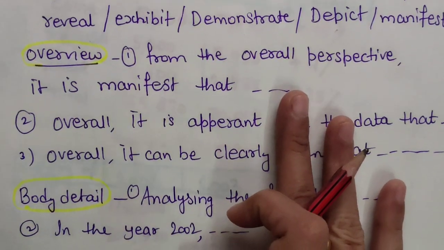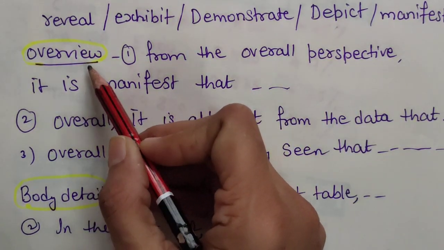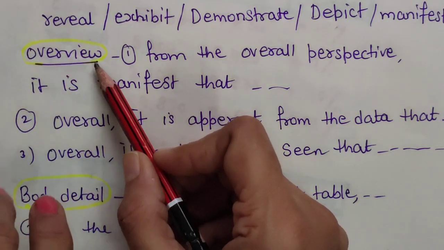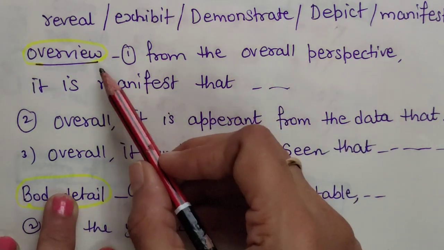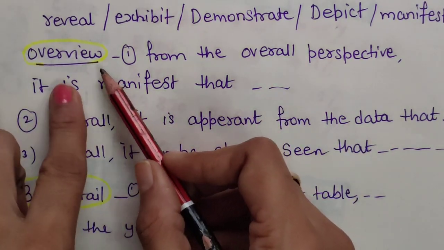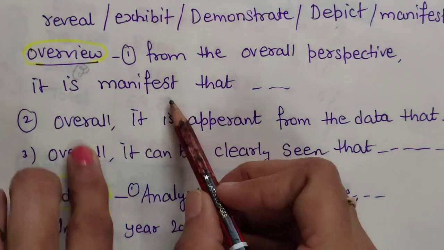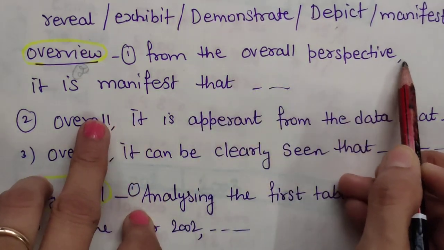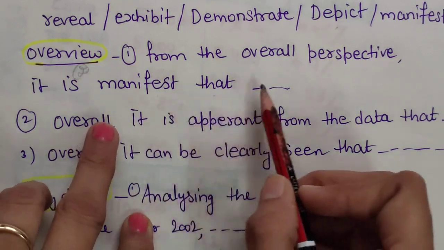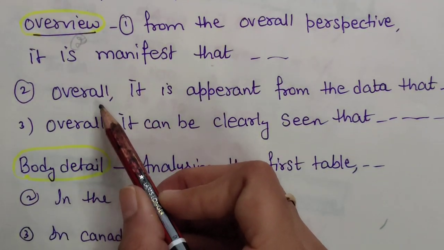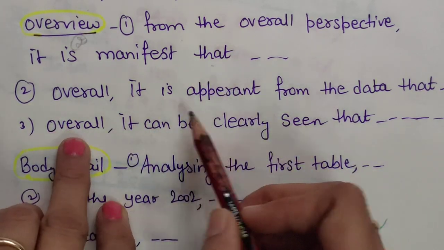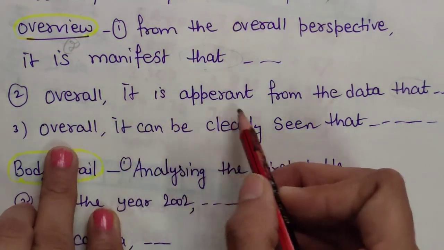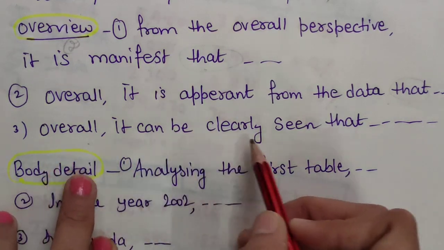Now coming to the overall paragraph, meaning the second paragraph. Here also a lot of students are confused about whether we should write this overview paragraph at the second number or at the last. There is no harm if you write it at the end, and no harm if you write it at the second position, after the introduction. So here you can use these phrases: From the overall perspective, it is manifest that, it is readily apparent that. I am suggesting any of these sentences, but use that kind of sentence structure, it is important. Overall, it is apparent from the data that, overall it can be clearly seen that.